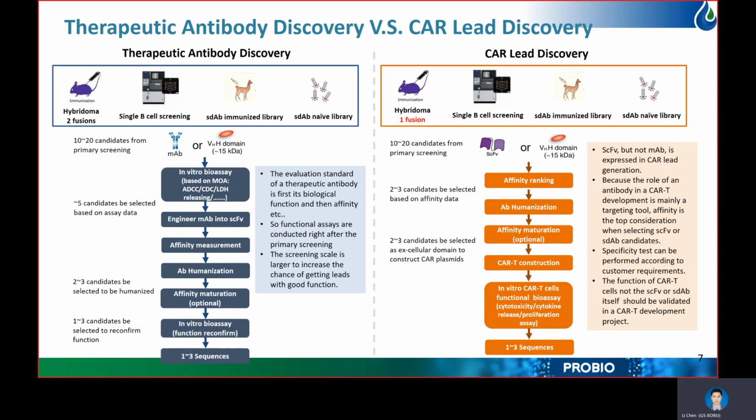However, for CAR antibody, its function is achieved by T cells, not the antibody itself. As a result, people usually don't carry out much functional screening until the lead validation stage. On the other hand, affinity and specificity assessment is moved up in the chain of the process. Moreover, the overall scale of a screening is much less than drug discovery.